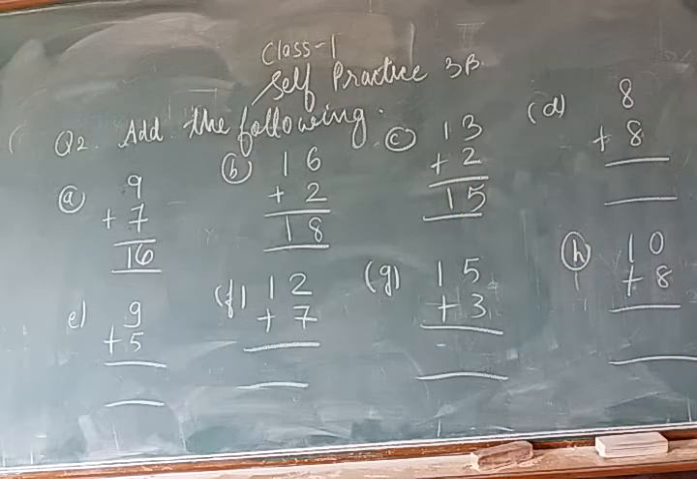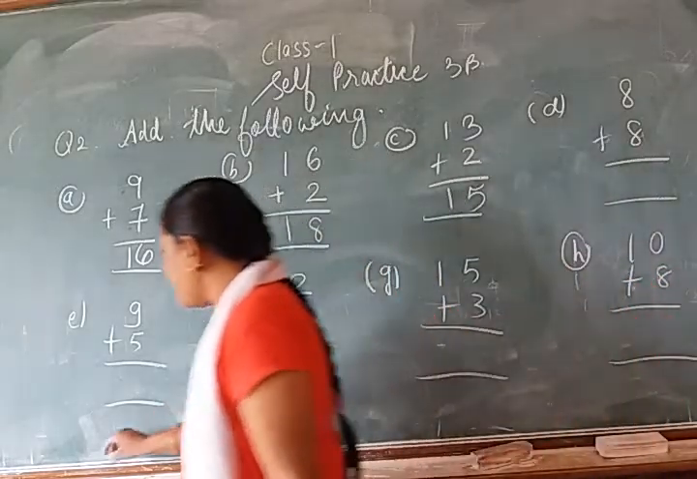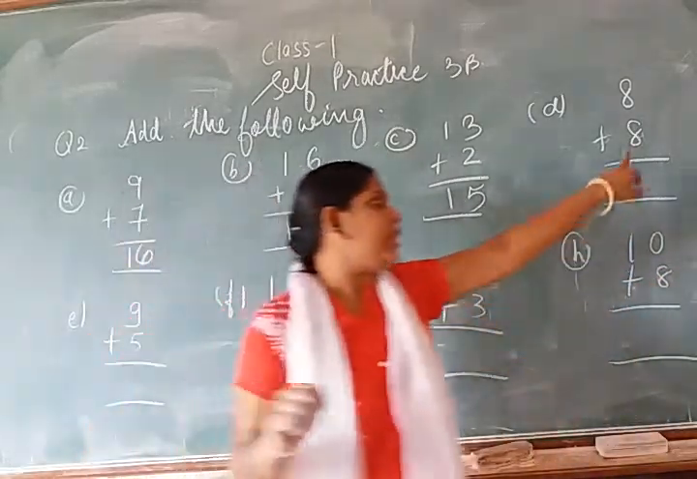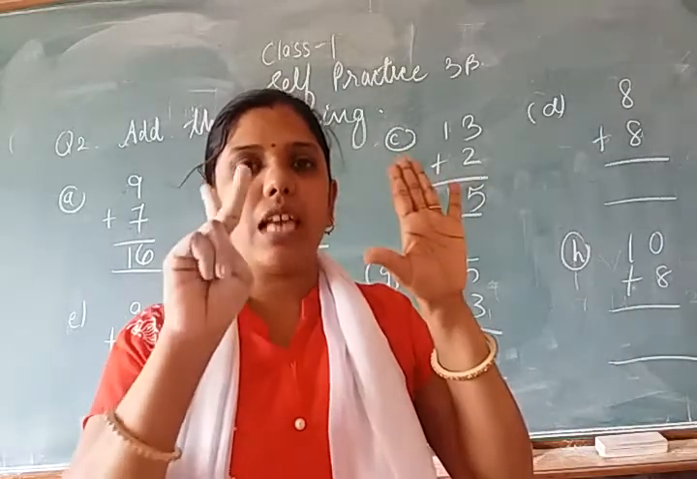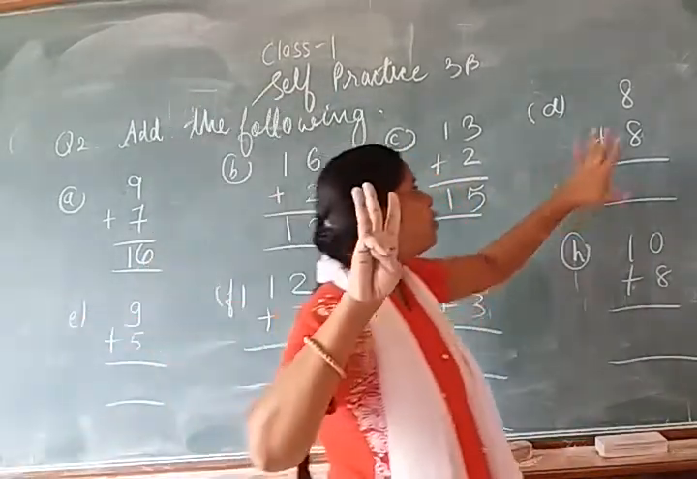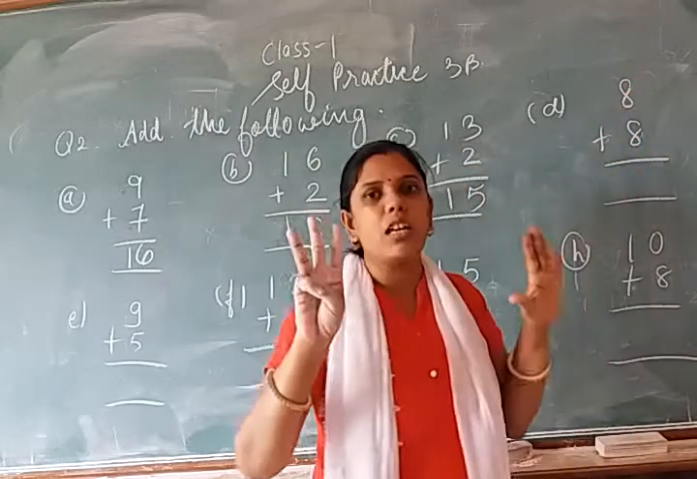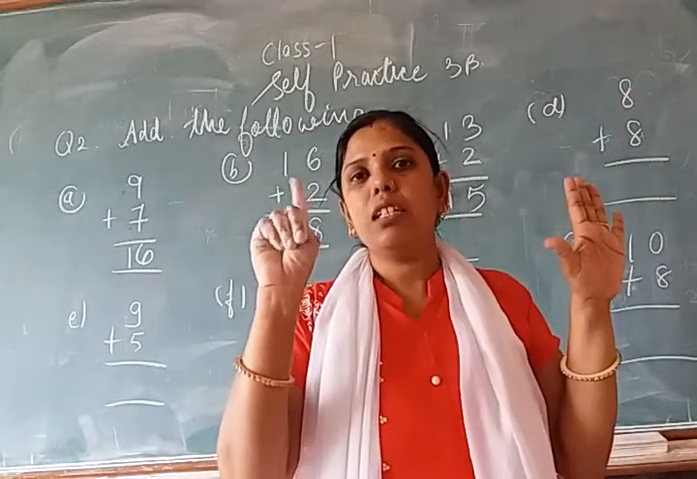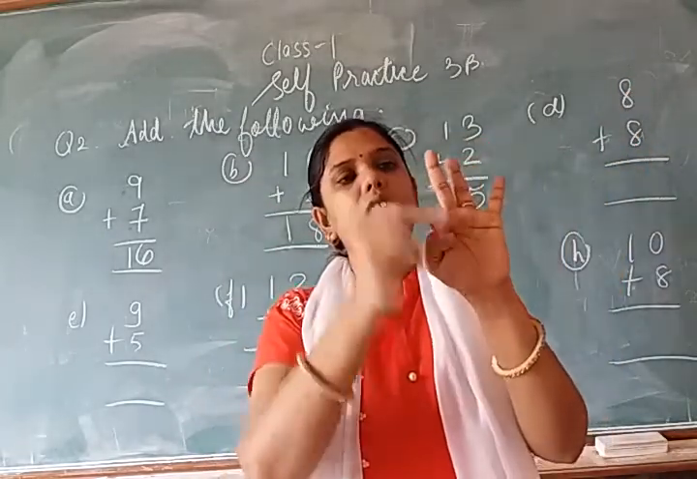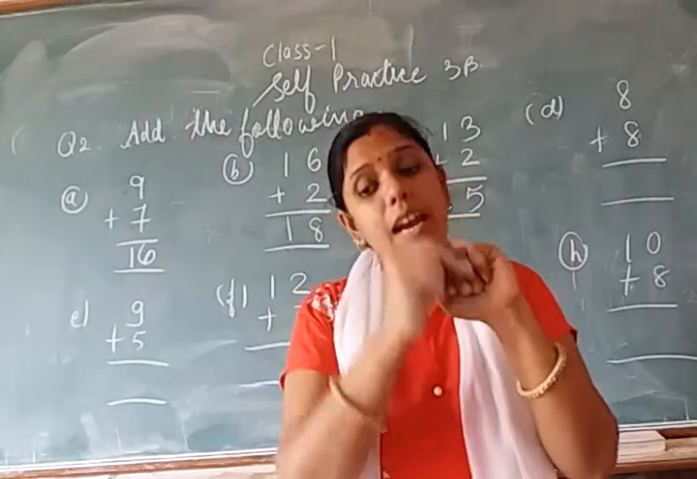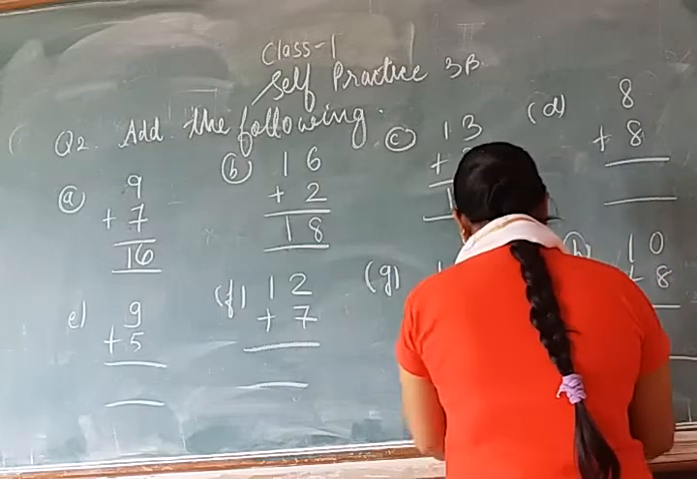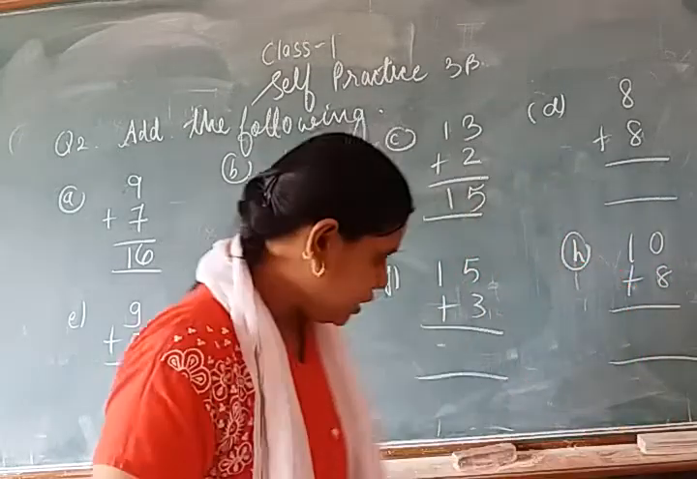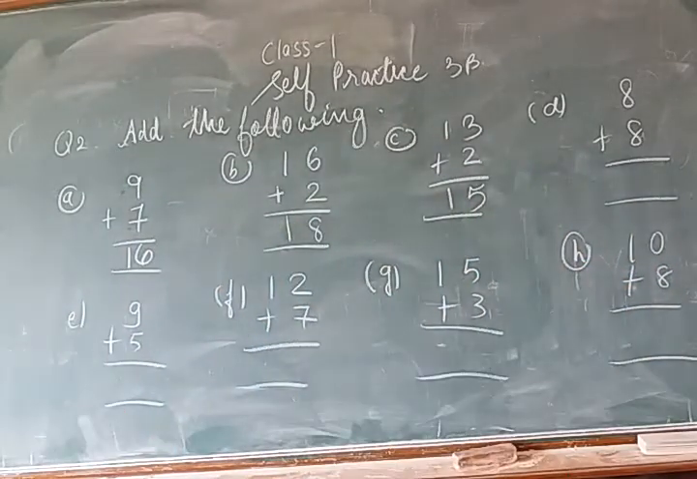Come to the next question. Again bigger numbers are there. So 8 plus 8. So the second number is 8. So take out 8 fingers. So 5, 6, 7 and 8. Now you have to count after 8. 8 के बाद count करेंगे 8, 9, 10, 11, 12, 13, 14, 15 and 16. So 8 plus 8 is 16. So write here 16.